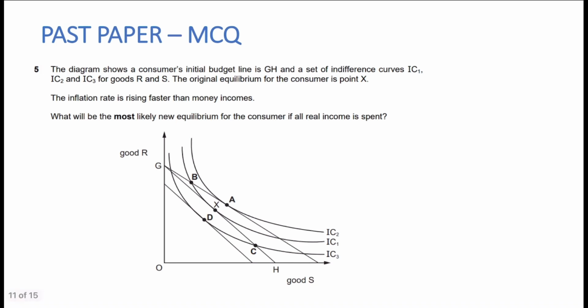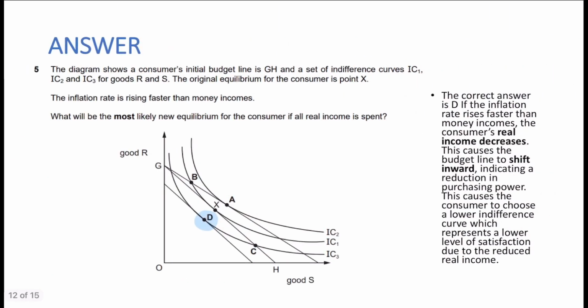The correct answer is D. This is because if the inflation rate rises faster than money incomes, the consumer's real income decreases. This causes the budget line to shift inward, indicating a reduction in purchasing power. This causes the consumer to choose a lower indifference curve, which represents a lower level of satisfaction due to the reduced real income.